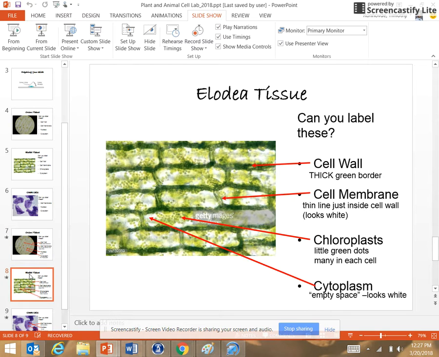All right, then we looked at Elodea, and you were labeling these. The nuclei or the nucleus is not really visible, but the chloroplasts are very visible. They're all over the place. You can see lots of those. So slightly different from the onion tissue.